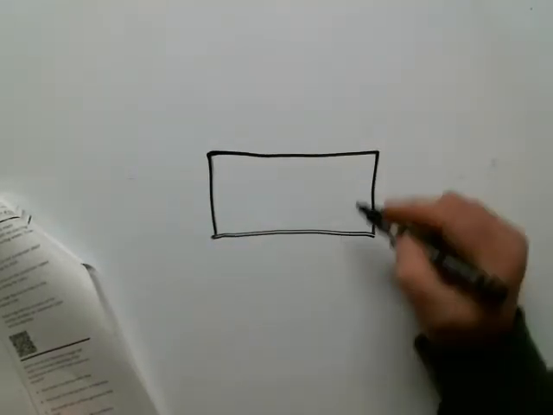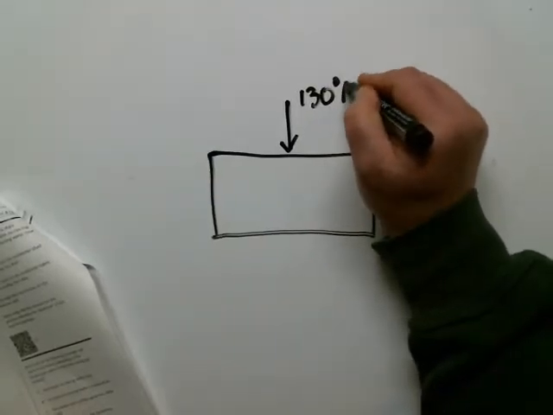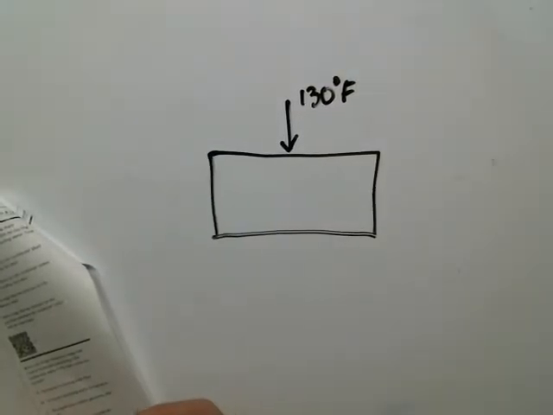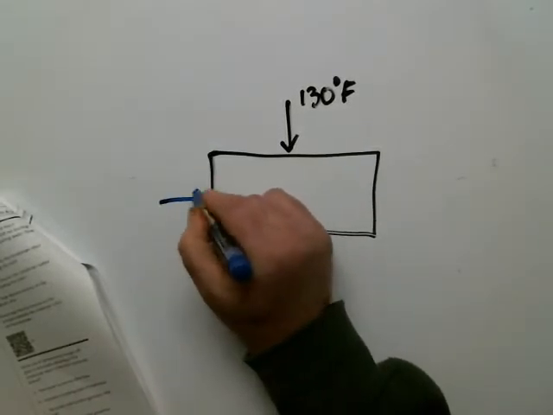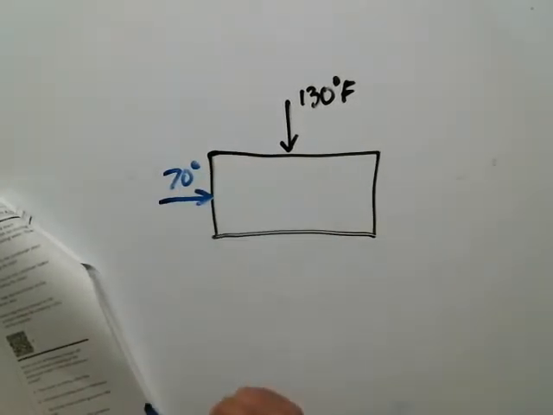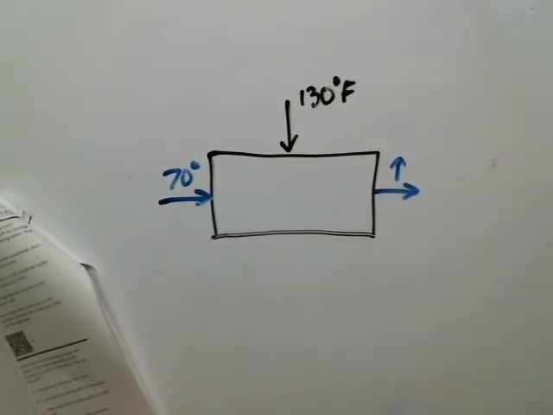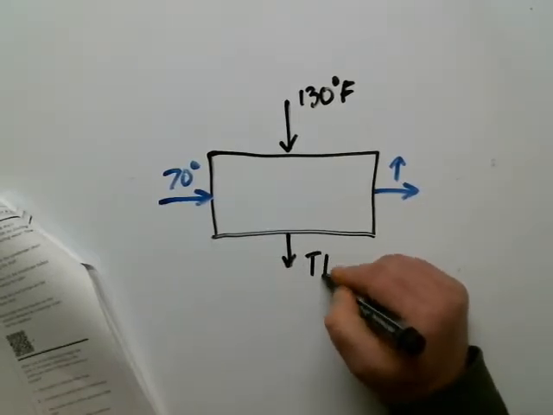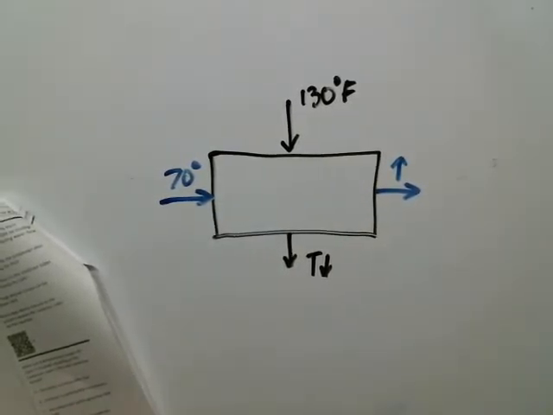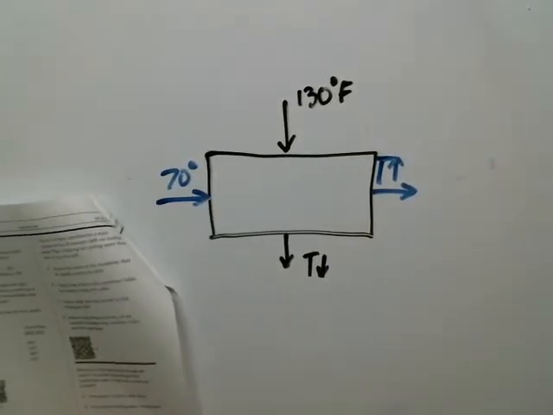And it says lube oil inlet temperature. Here's lube oil coming in is 130 degrees Fahrenheit. And it says cooling water inlet temperature is 70 degrees Fahrenheit. So the cool water is coming out here. And I know it's going to be leaving at some increased temperature, and that this lube oil is going to be leaving at some reduced temperature. All right, so this temperature here of the cooling water should be going up, and this should be going down.